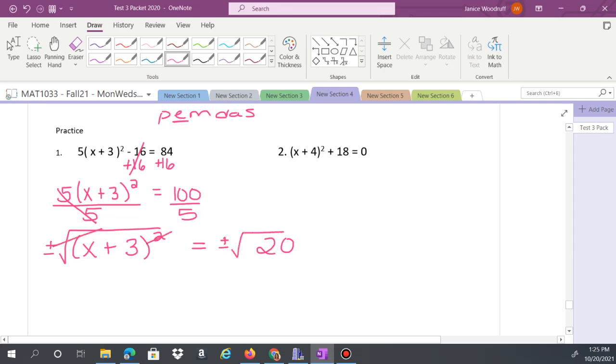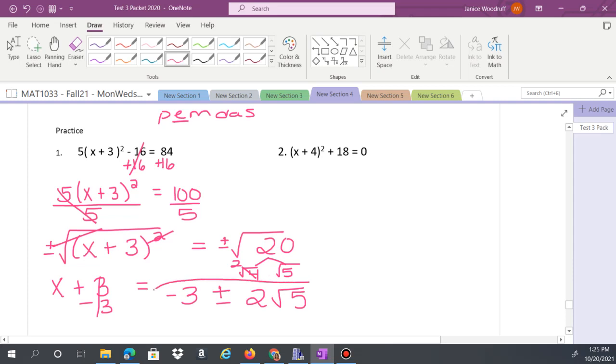That will give me x plus 3 equals plus or minus the square root of 20, which I can simplify. What will that simplify to? 4 and 5. And the square root of 4 is going to be 2. So that's going to be plus or minus 2 root 5. Then I can move the 3 over, slip it right in front of there. So you get x equals -3 plus or minus 2 root 5.